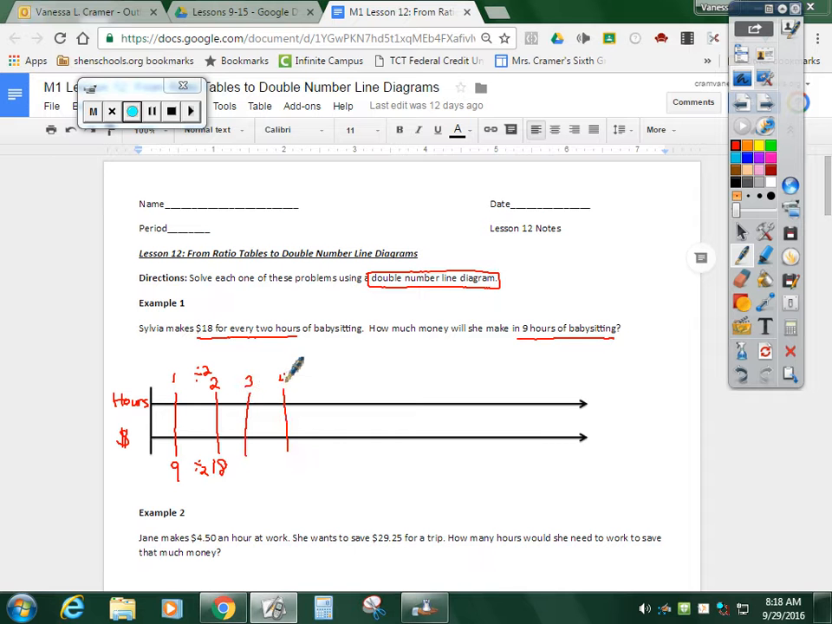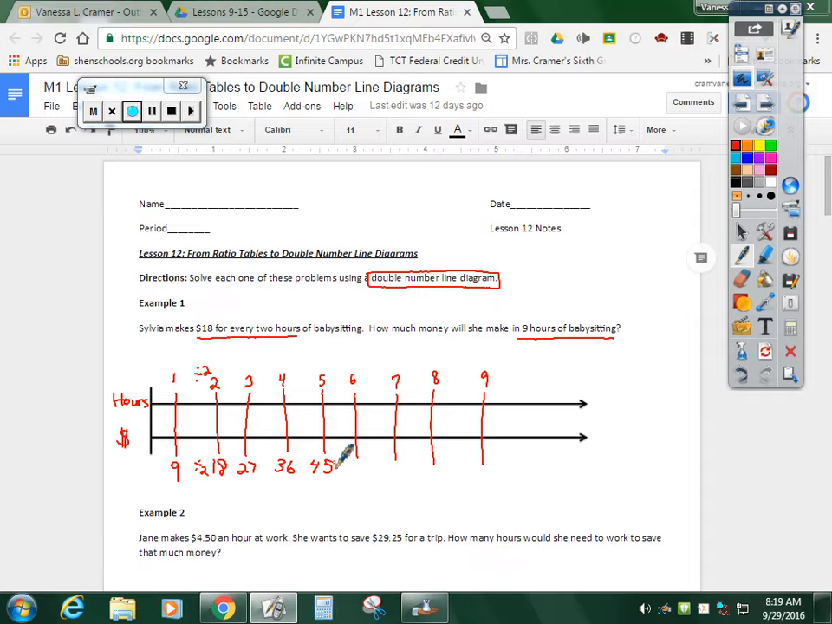3, 4, 5, 6, 7, 8, 9. This is very much like a ratio table because on the top we just skip counted by ones. So on the bottom we're going to skip count by nines. This is really the additive structure of a ratio table or the additive structure of a double number line diagram. 9, 18, 27, 36, 45, and this is a good time to talk.